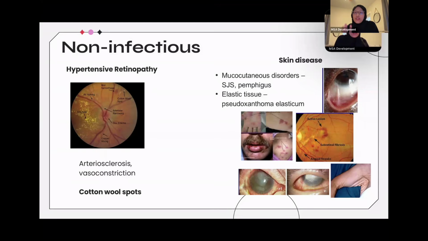Skin diseases, you don't need to know all of this, but just know that anyone with skin disease, elastic disease, refer them to the ophthalmologist because they need to check their eye to make sure that that skin disease does not cause eye disease as well, like these. She never went in detail, so I would not expect you to know all of that for the exam. It's okay.